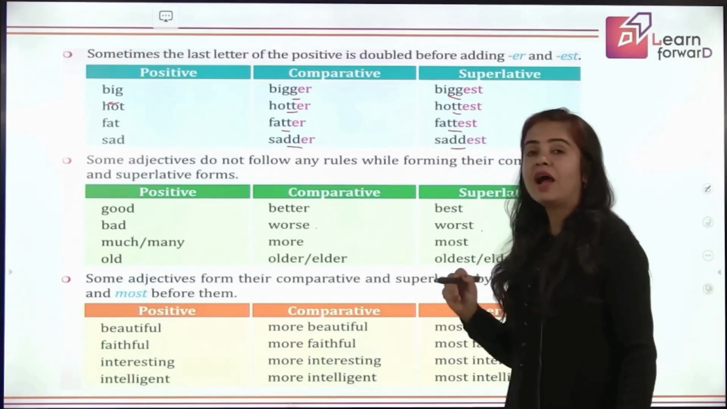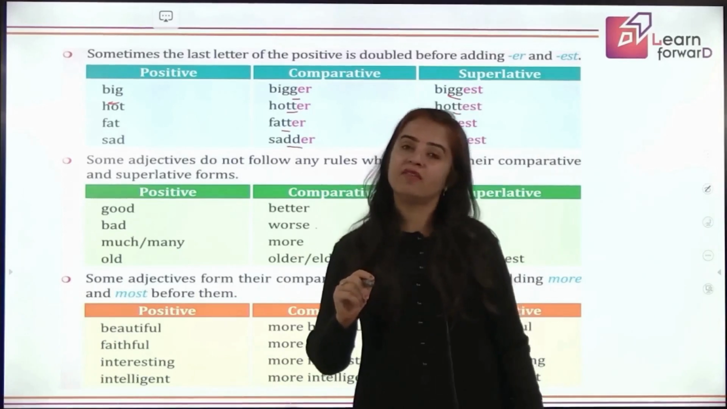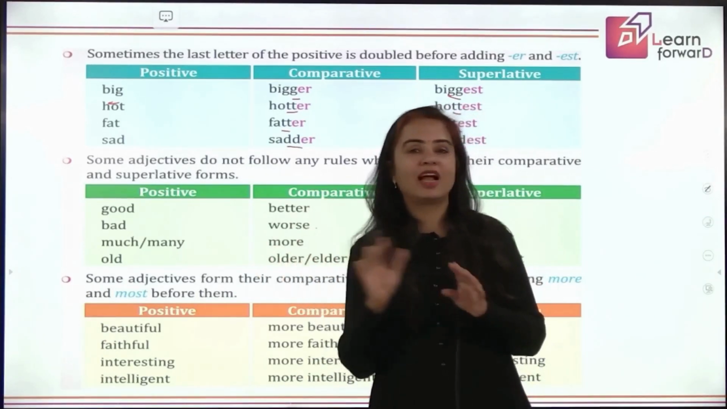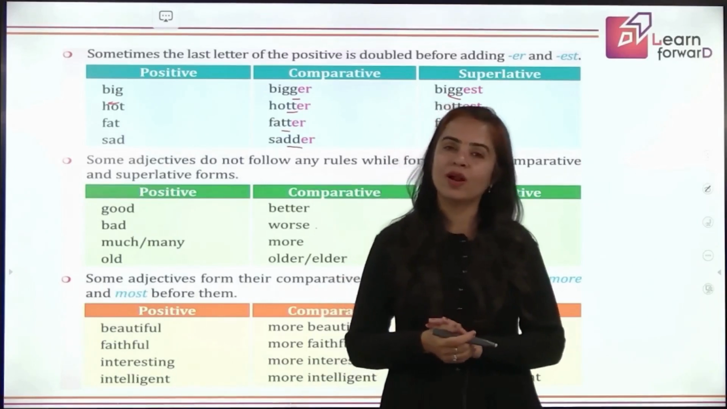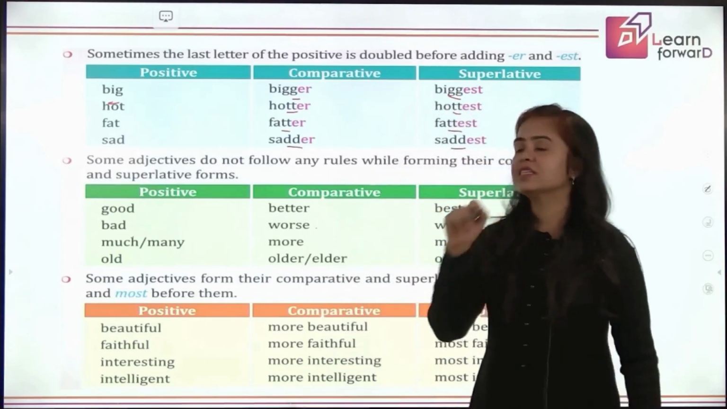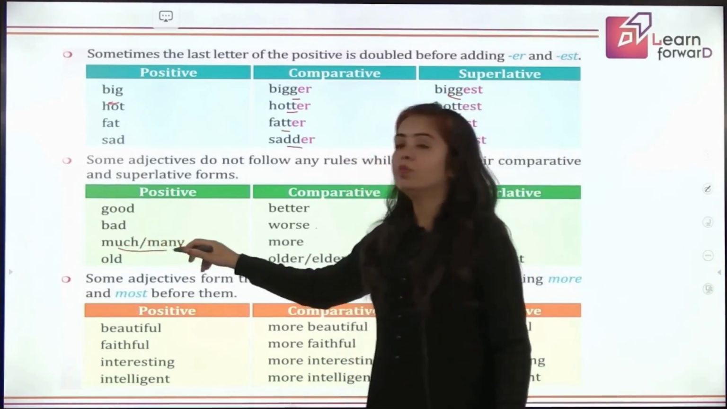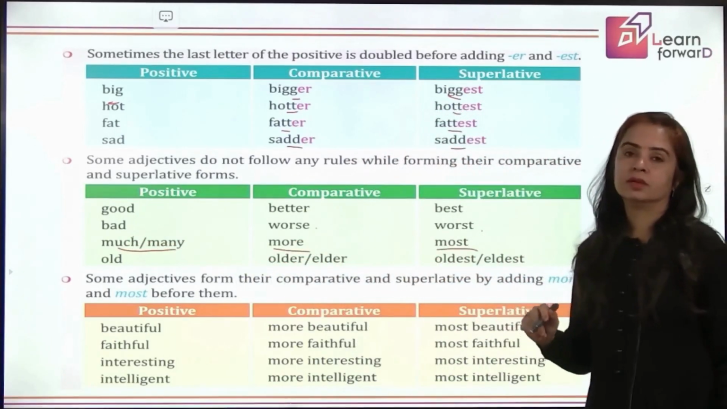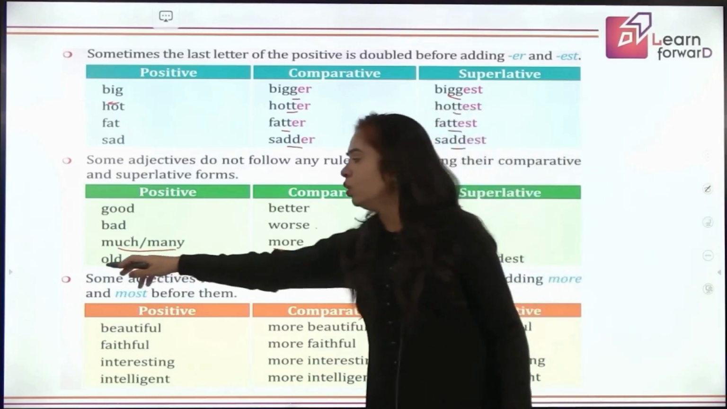Then while doing adjectives, we have learnt about how many. That means we can count. How much? That means we cannot count. That is quantity. So for much as well as many, for both we use more and most.